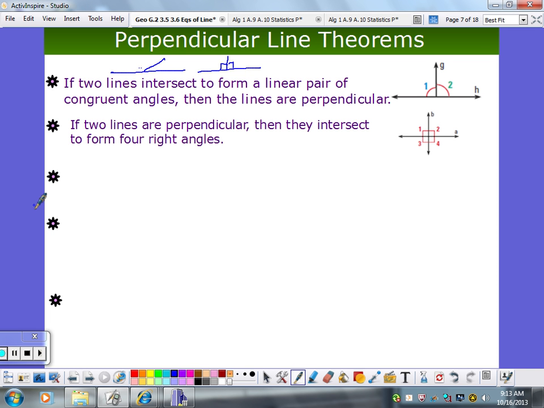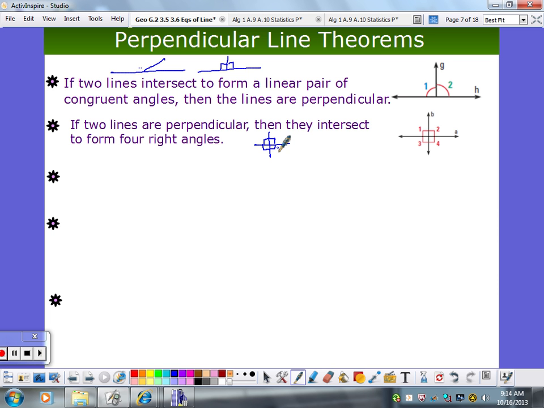If 2 lines are perpendicular, then they intersect to form 4 right angles. Well, let's see, where's that coming from? We know that if lines are perpendicular, by definition of perpendicular lines, that makes 1 right angle. So can I figure out why the other ones are? Well, first of all, how about this one? Vertical angles. And then how about these? Linear pair postulate, right? So they'd be supplementary. So they'd have to be 90 as well.